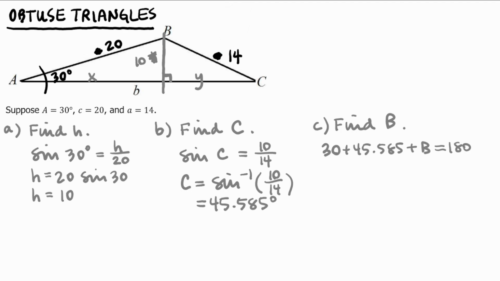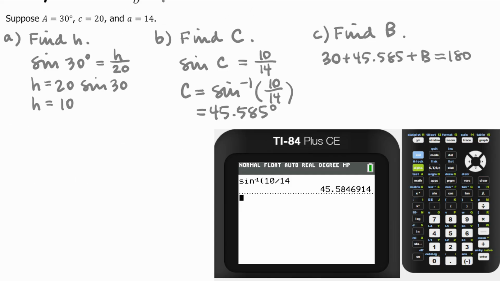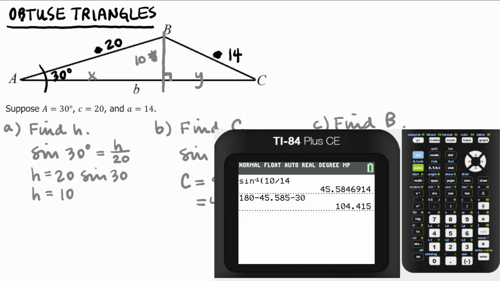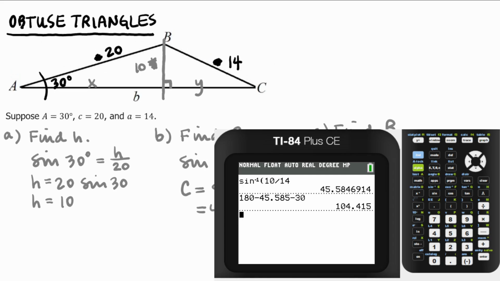So I might subtract the 30 and the 45.585. But when working with the opportunity to have a calculator, you can't be too careful. Might as well just do 180 minus 45.585 minus another 30, and then I'd get 104.415, and that seems pretty reasonable as the obtuse angle. Alright, so if I go back up here and ask what don't I have now? I have the measure of angle C, I have the measure of angle B, I need side length B.